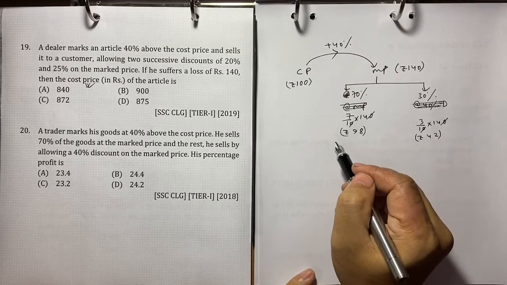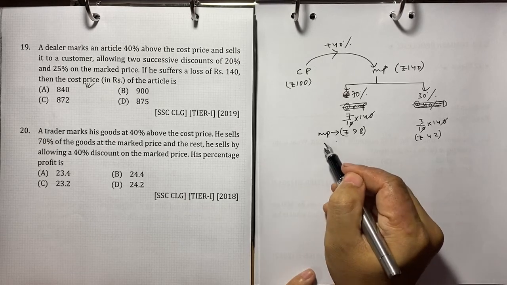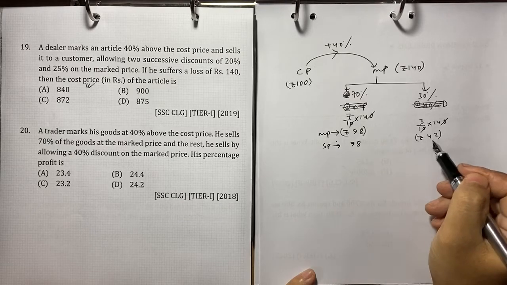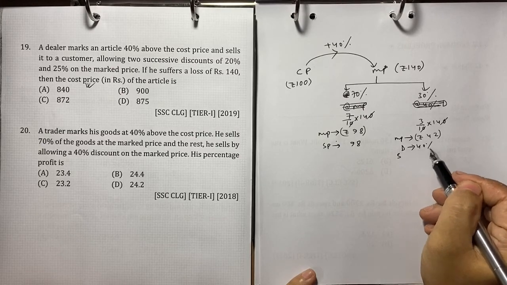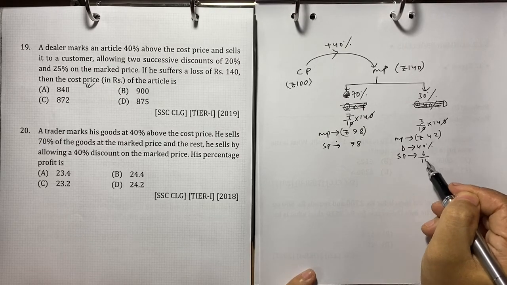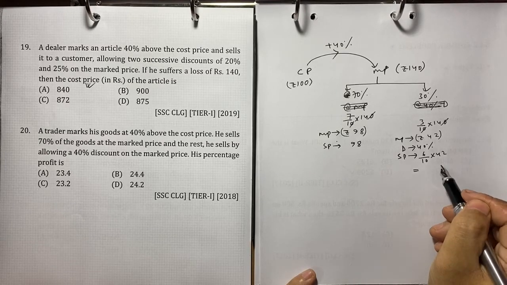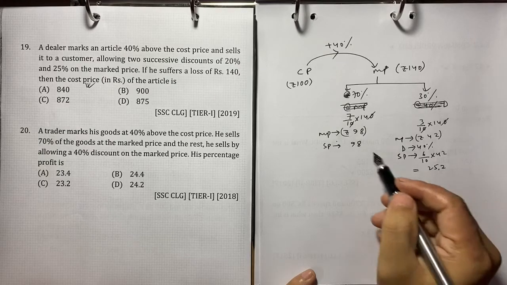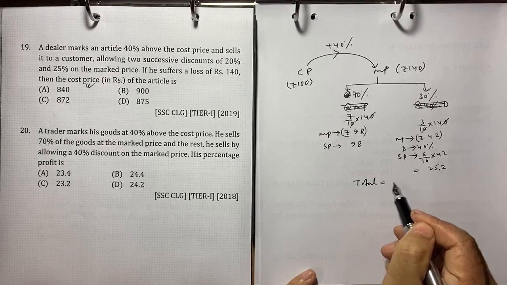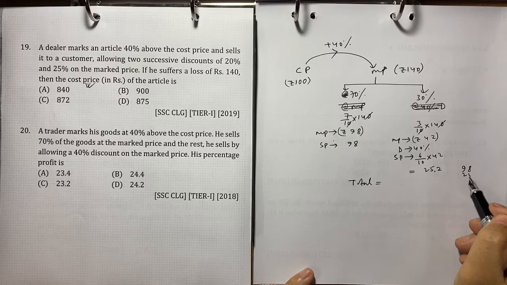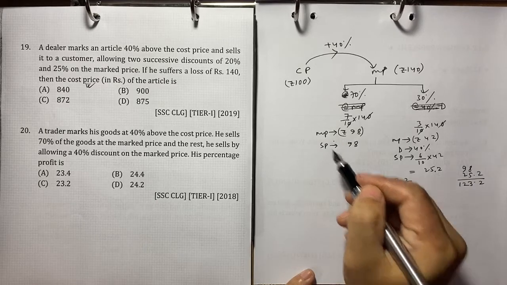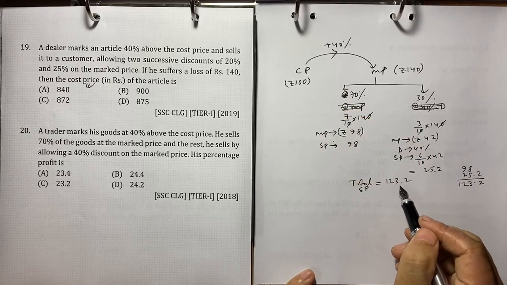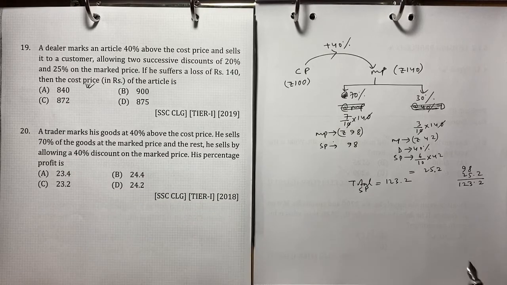The question is, discount equal to 0. Discount equal to 0 means the selling price is 98, which is the marked price. For the item with 40% discount, the selling price will be directly 60% into 42, so 25.2. So the total is 98 plus 25.2, which will be 123.2 total SP.